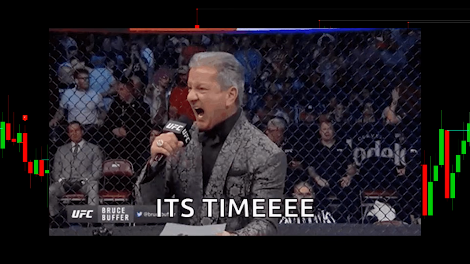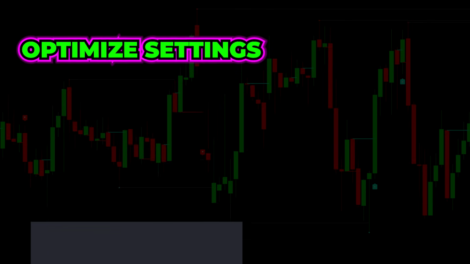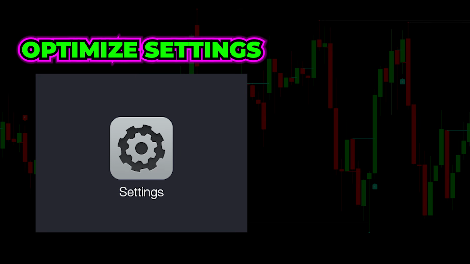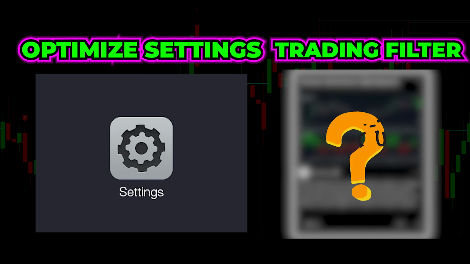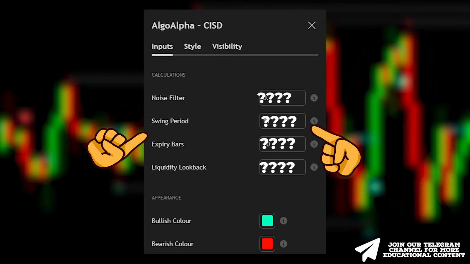Time to reveal the real secret. Unlike fake YouTubers who throw out random settings, we spend hours finding the optimal settings for our tested asset and time frame and identifying a trading filter that actually works. That said, open the inputs menu. We've got plenty to cover here, so pay close attention.